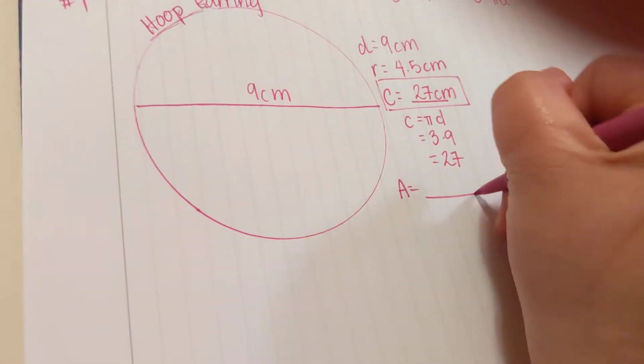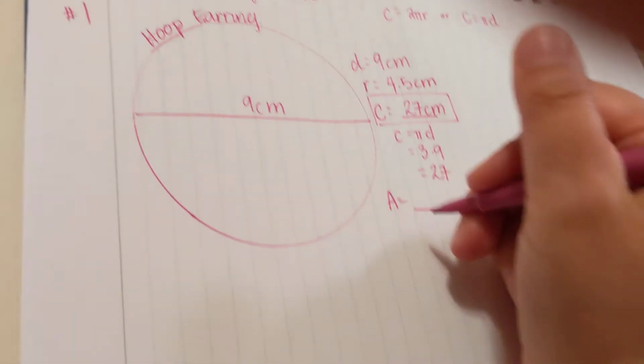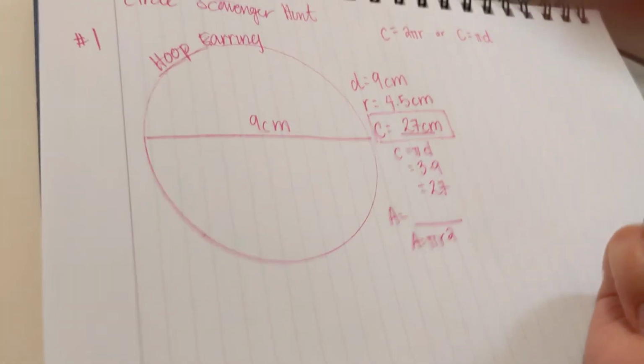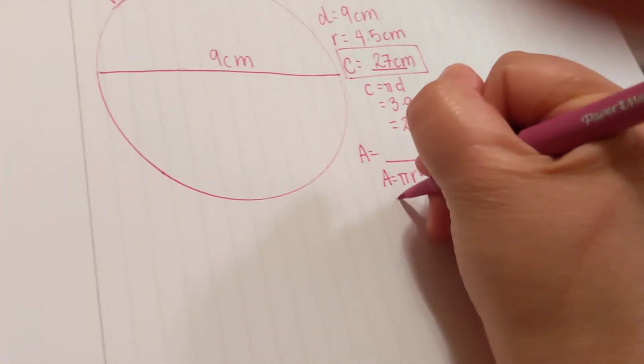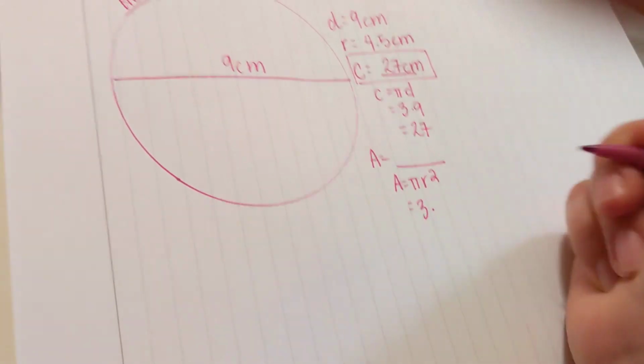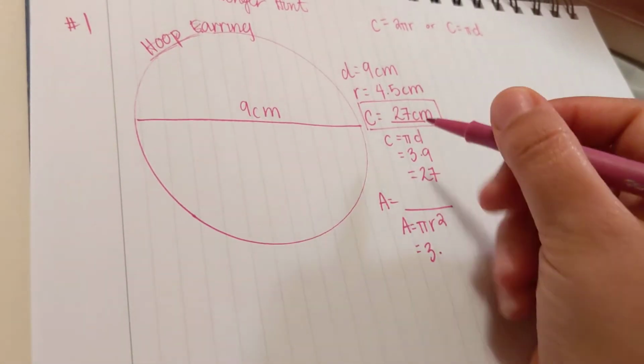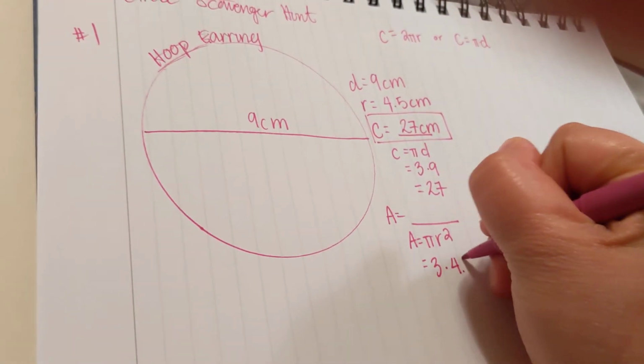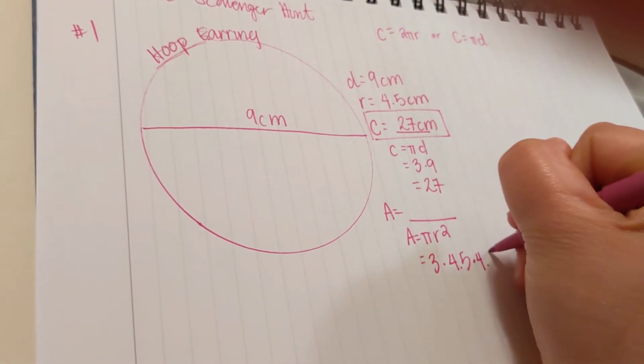Alright. The last thing I need to do for this one is area. So I'm going to go ahead and solve for area. I remember my formula is pi r squared. So the pi is equal to 3. Remember, it's always 3. The radius, we solved for that. That was 4.5 times 4.5.